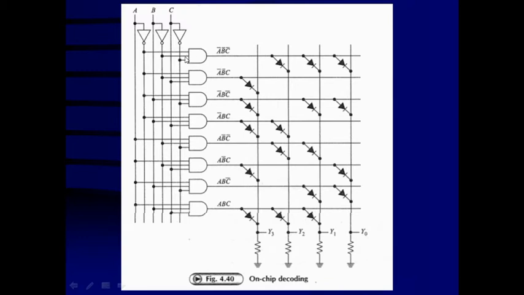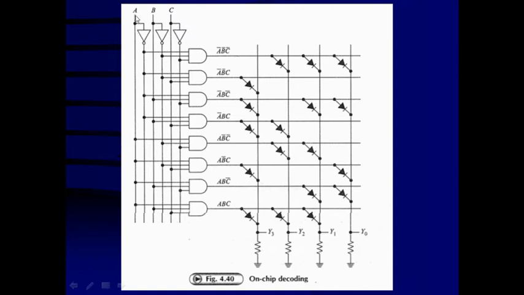What is the fundamental product? Corresponding to 000, A bar, B bar, C bar is the fundamental product. Corresponding to 001, A bar, B bar, C is the second fundamental product. Corresponding to 010, there is A bar, B, C bar, and like this. The last combination is 111, and the fundamental product is ABC. And this is connected to the input of this bus bar system. A and A bar are available, B and B bar are available, C and C bar are available.